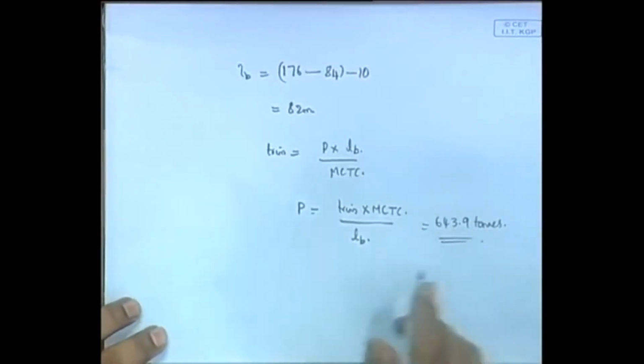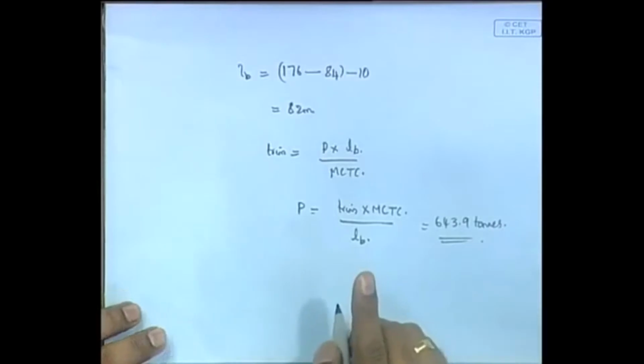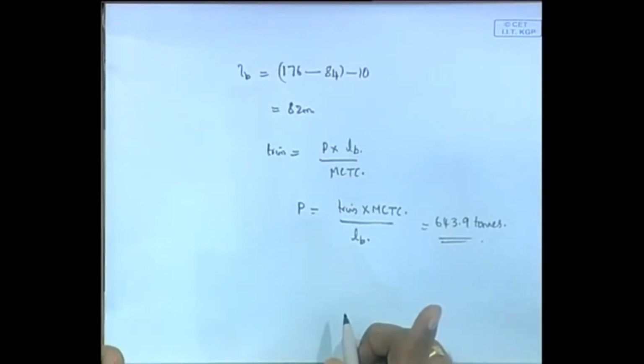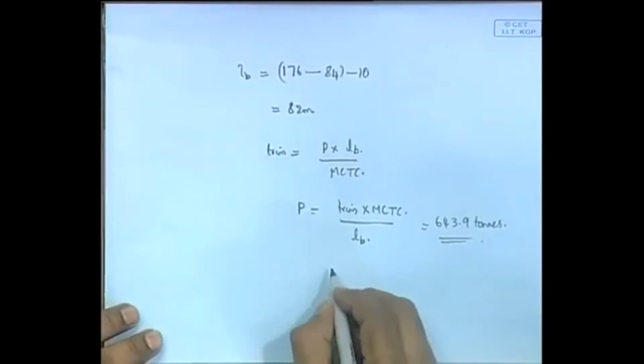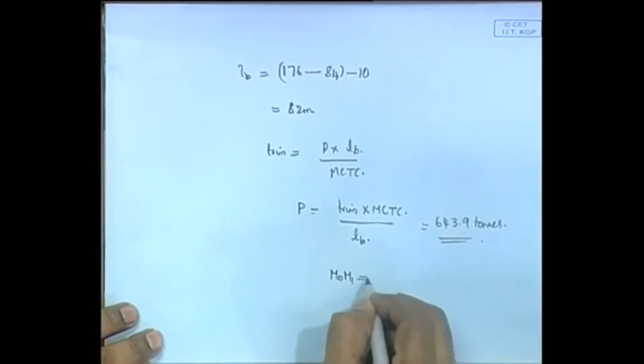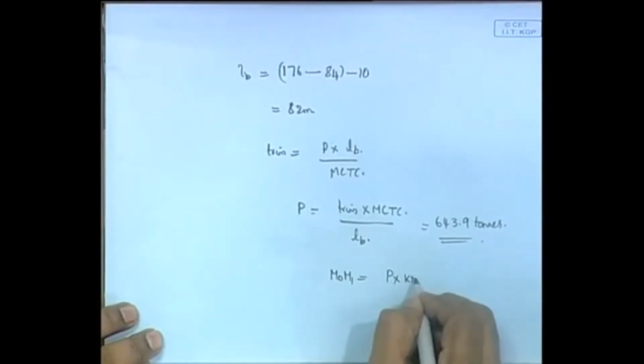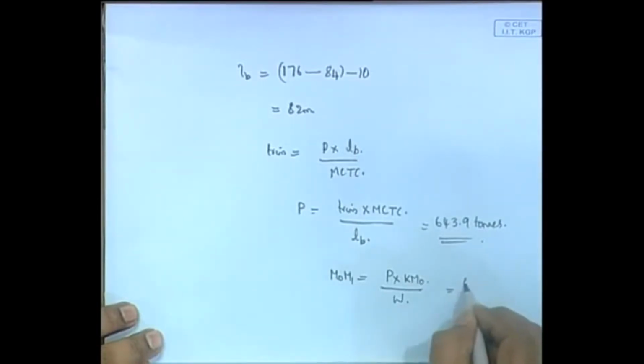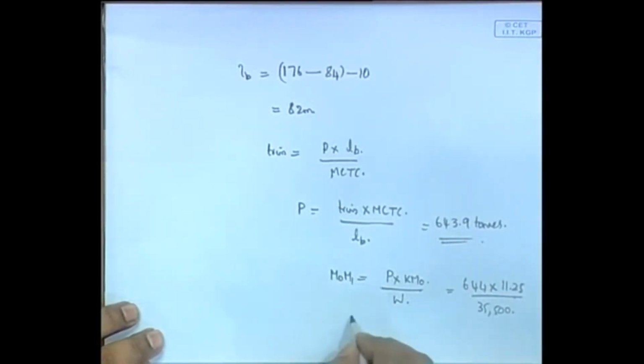Then the same, you can do it two ways: you can either calculate G0G1 or you can calculate M0M1, whichever way. In this case, if you do it this way, M0M1 can be taken as P into KM0 divided by W, which is equal to 643.9 into KM0, which is given to be 11.25, divided by W, the displacement of the ship, 35,500 tons. So this will give you your M0M1.